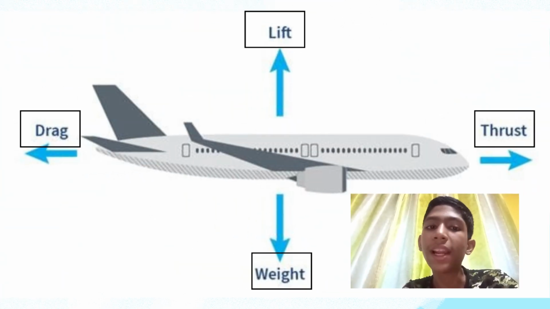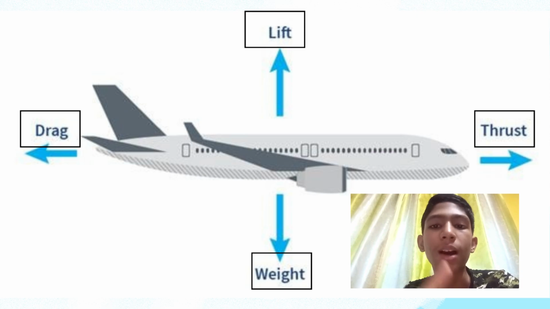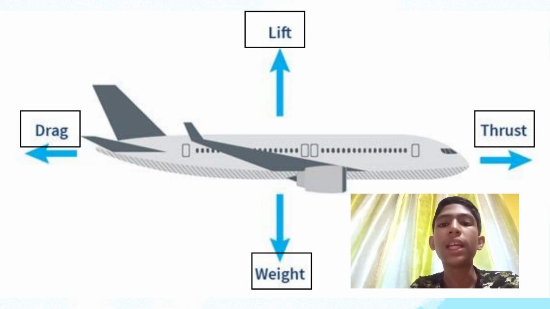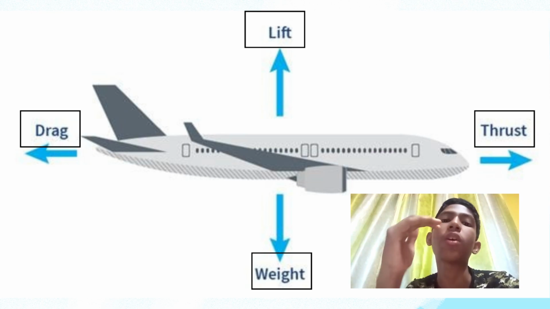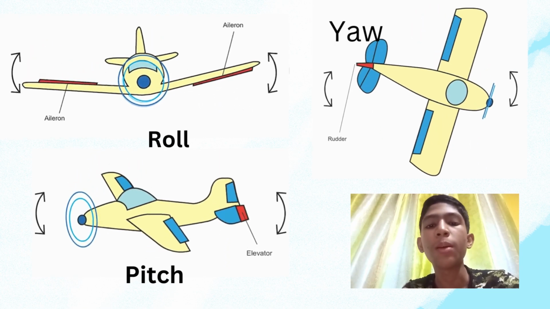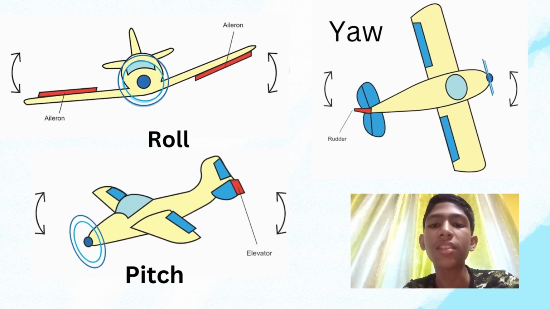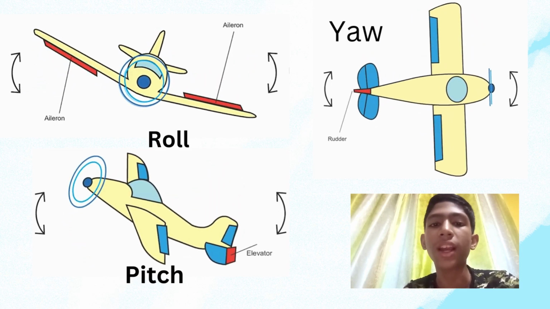Now let's learn about the forces and movements that control a plane's flight. There are actually four forces acting on the plane: the lift acting upwards, thrust acting forward, the weight acting downward, and the drag acting backward. These four forces determine whether an aeroplane will be ascending or descending. There are three motions of an aeroplane: pitch, roll, and yaw. Let's learn about them. Pitch is the rotation along the side to side axis.